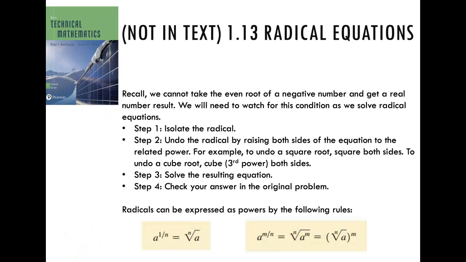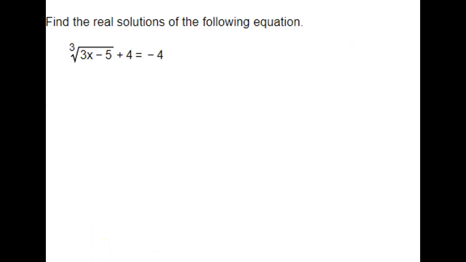Okay, so let's look at some problems with this. And this is the one we're going to consider. Find the real solutions of the following equation. So now for this equation, we're going to be trying to solve for x. And in order to solve for x, we need to first isolate the radical. Now that's this part here, the cube root of 3x minus 5.